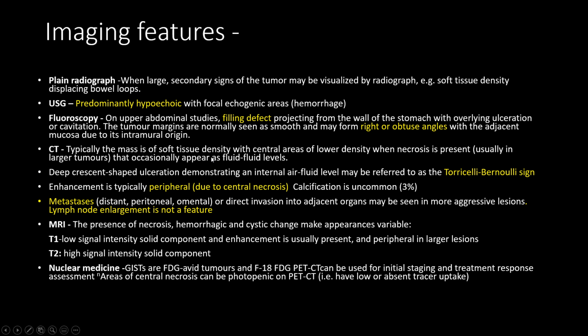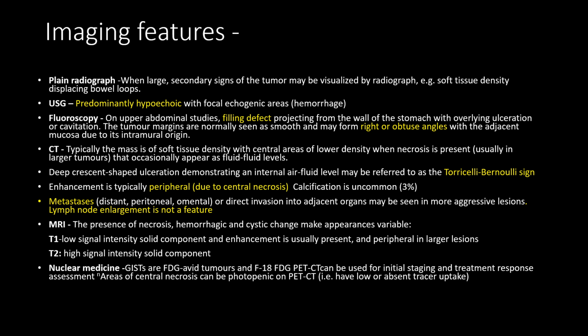On CT, it is seen as a soft tissue mass lesion. Sometimes there may be fluid levels. And if there is a deep crescent-shaped ulceration demonstrating an internal air fluid level, it is referred to as the Torricelli-Bernoulli sign. Enhancement is typically peripheral.